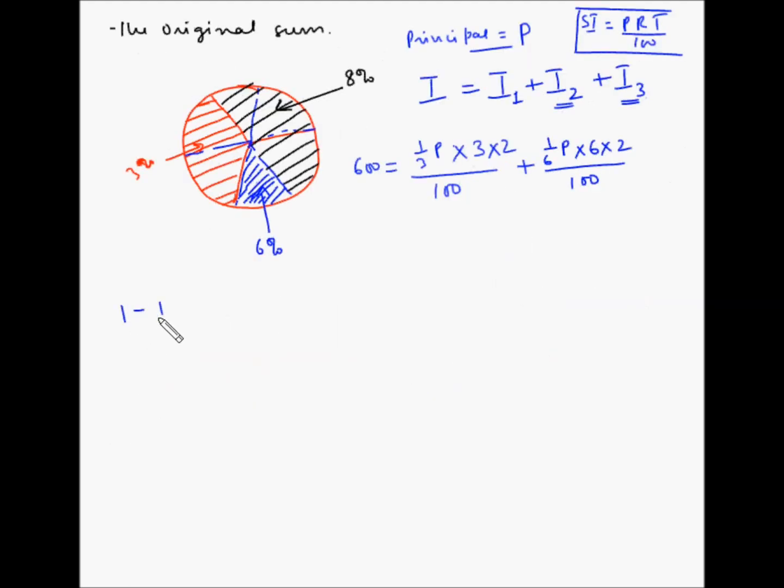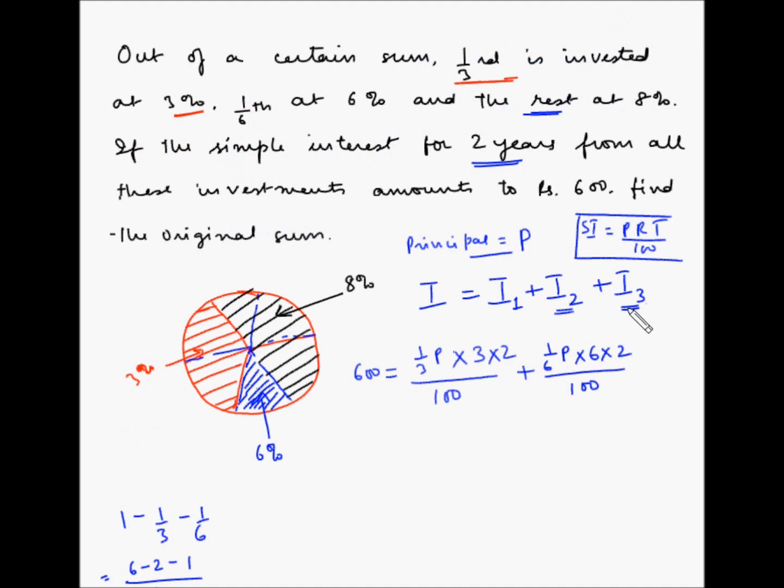So 1 minus 1 by 3 minus 1 by 6. Let's take LCM as 6. So 6 ones are 6 minus 3 twos are 6 minus 6 ones are 6. So this is equal to 6 minus 2, which is 4, minus 1, which is 3. So 3 by 6, which is equal to 1 by 2. So for the third case, the principal is 1 by 2 multiplied by P, multiplied by 8%, because 8% is the interest rate, multiplied by 2, which is the time frame, divided by 100.